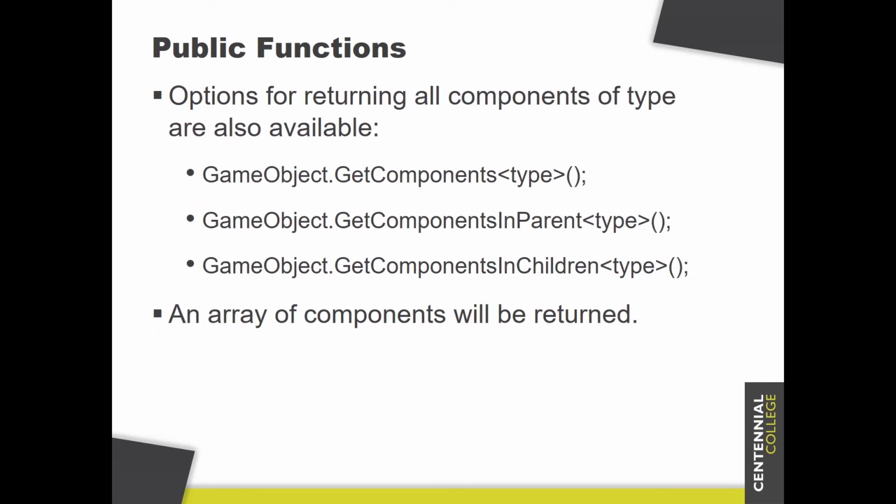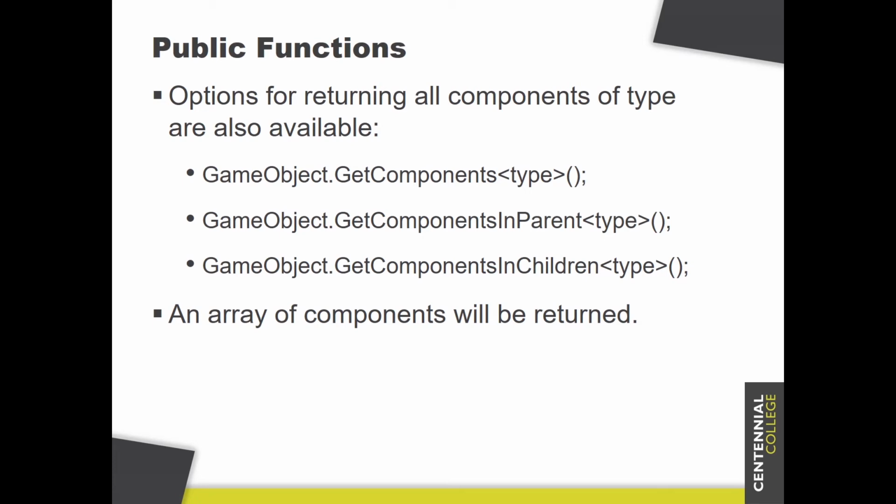In all cases, there is also a version that will return all of the components that we're looking for, all of the type components that we're looking for. Particularly, we have GameObject.GetComponents, and again, it's searching for a type, and it will return an array of all of the type that it finds within that same object. GameObject.GetComponentsInParent, again, looking for a type, and it will return an array of all of the components that it finds within the object and in any of the parent objects. Lastly, we've got ourselves GameObject.GetComponentsInChildren.